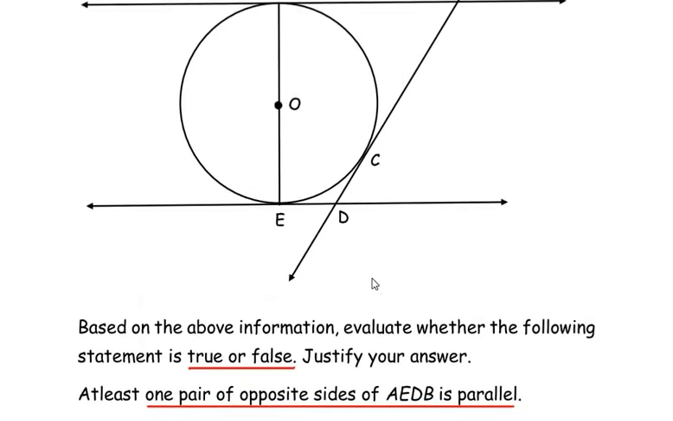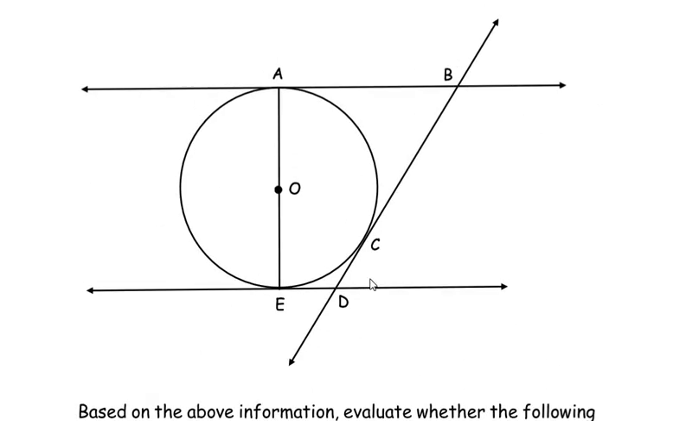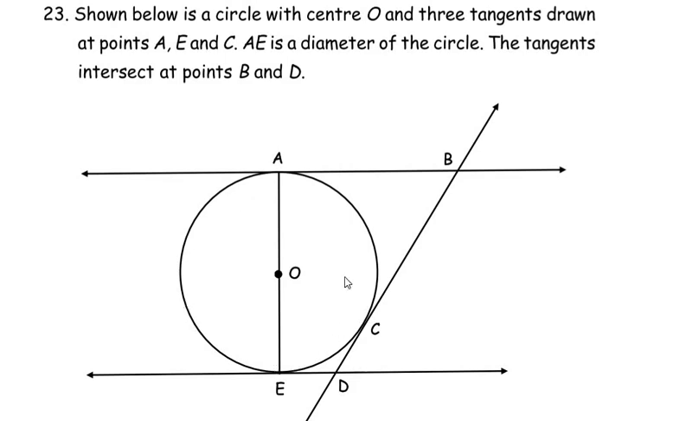So let us try to understand the given question first. Now a circle is given and the center of the circle is O and AE is acting as a diameter of the circle, and there are 3 tangents which touch the circle at 3 points. One is at point A, so we can consider AB as a tangent. Another one is at point E, so we can consider ED as one tangent, and the other one touches at point C, so we can consider BCD as third tangent.